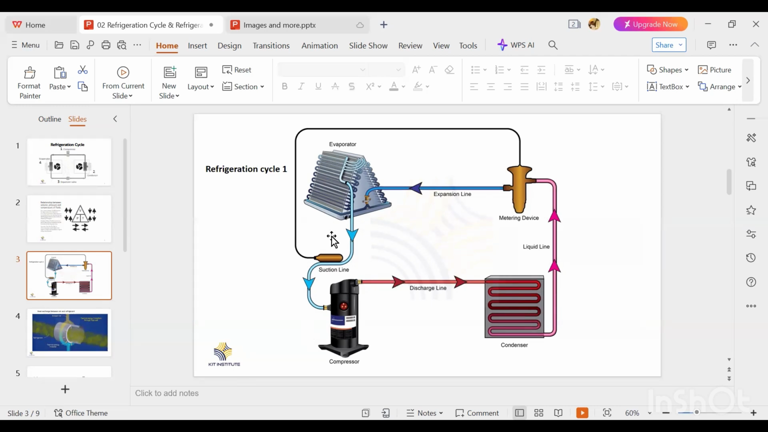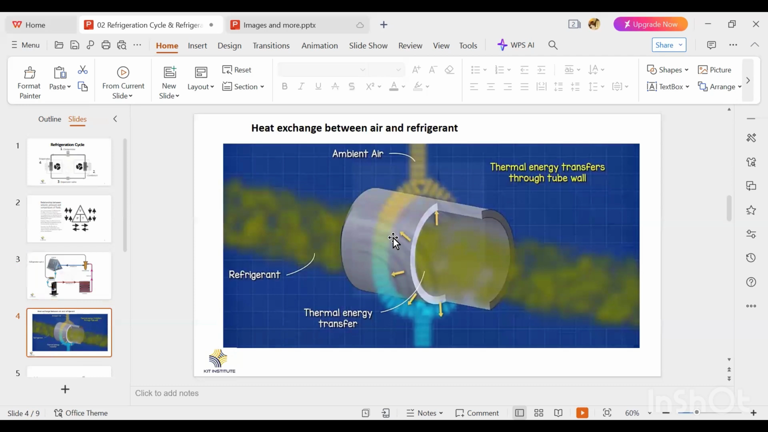So these colors, the red and blue, indicate red is hot and blue is cold, of course. So the pipes are color coded such that you can understand that in this section of the unit, the refrigerant is hot or warm. Then in this section of the unit, the refrigerant is cold. As you can see, thermal energy transfers through the tube walls.